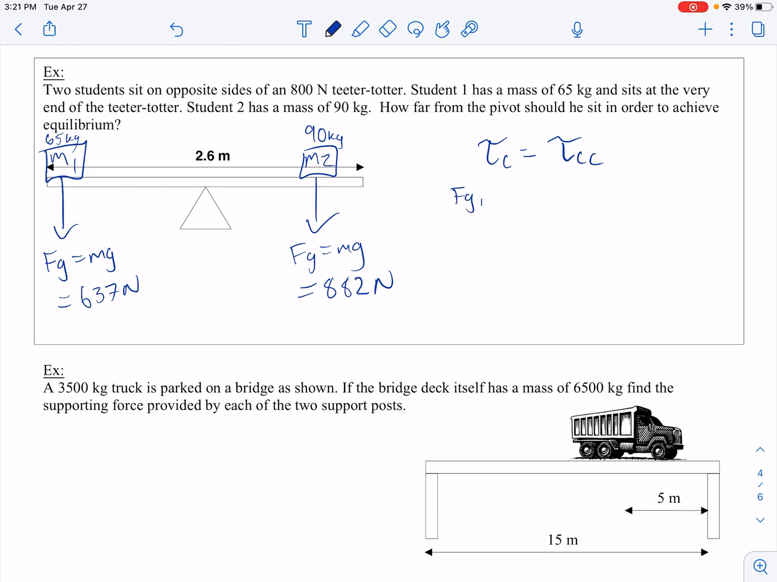Actually, it's going to be kid 2. So we're talking about torque, which, remember, is force times distance. The force of each of these kids is provided by their gravitational force. So Fg2 R2 is going to be the torque of the kid on the right, and this is going to be equal to Fg1 R1. Now my goal here is to figure out how far from the pivot I want my second kid to be in order to balance all of this out.